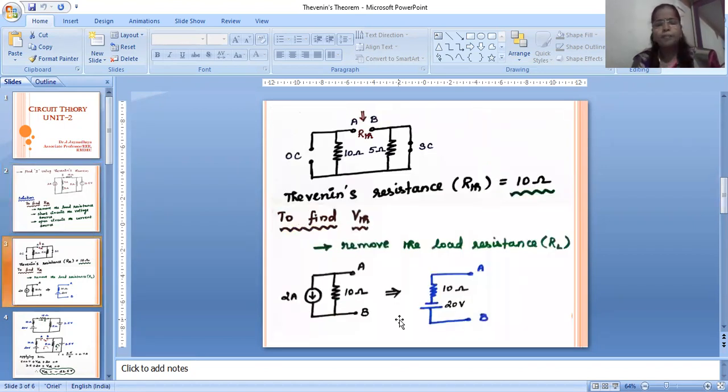You know that V is equal to I into R. So here the current value is 2 ampere, the resistance value is 10. So 2 into 10, we will get 20. The next very important thing is the polarity. Battery polarity is very important.